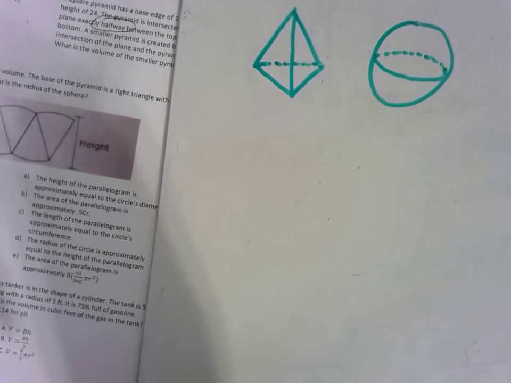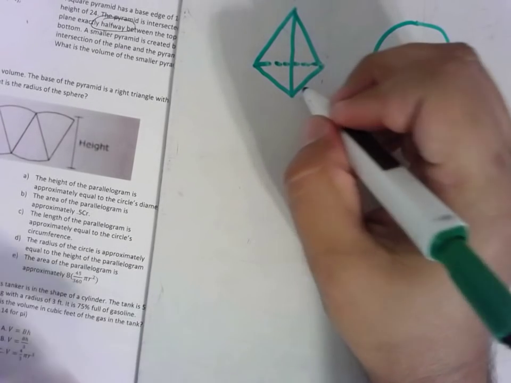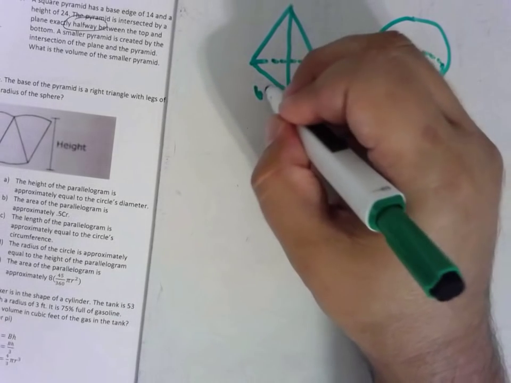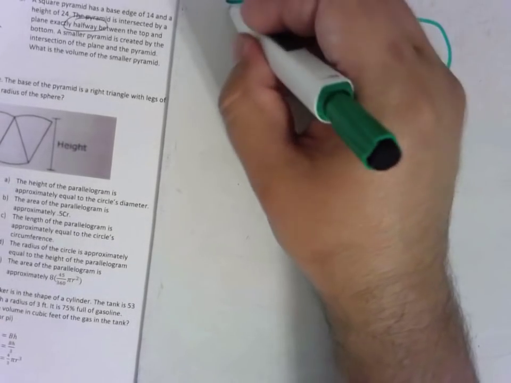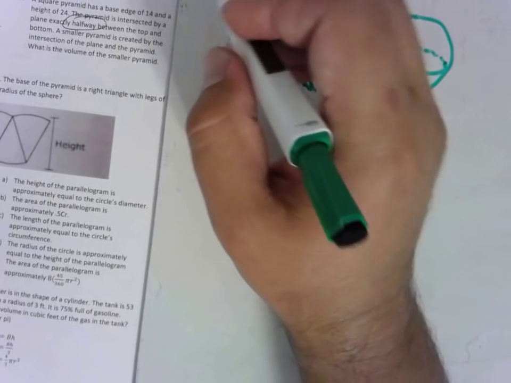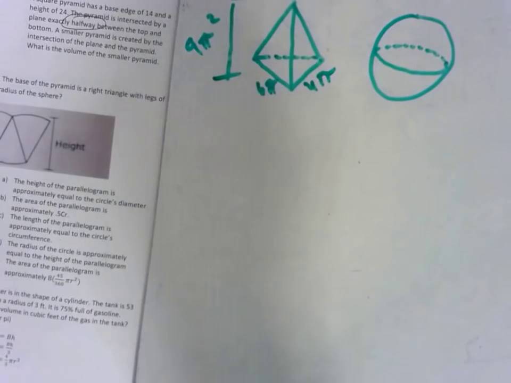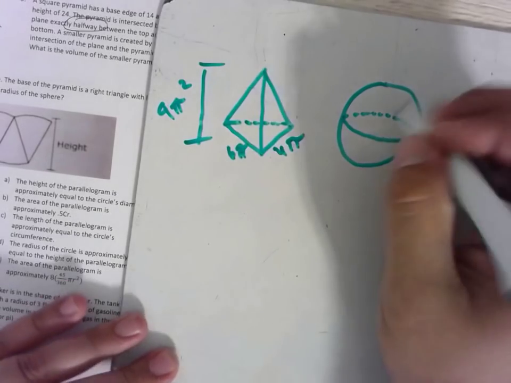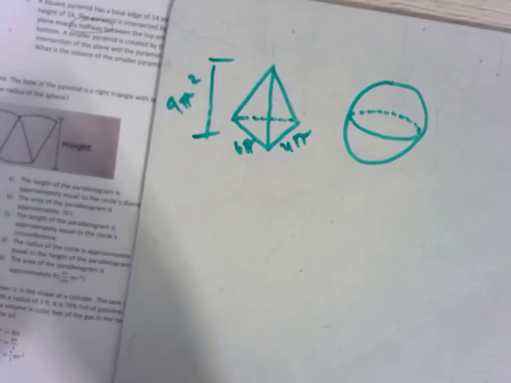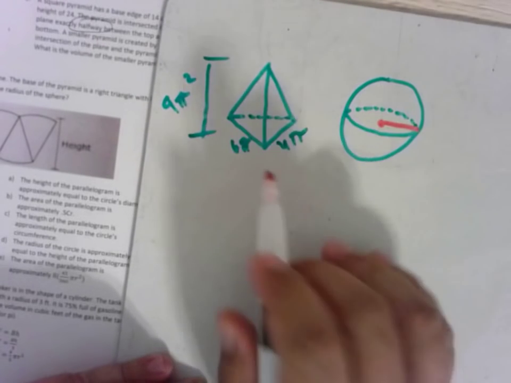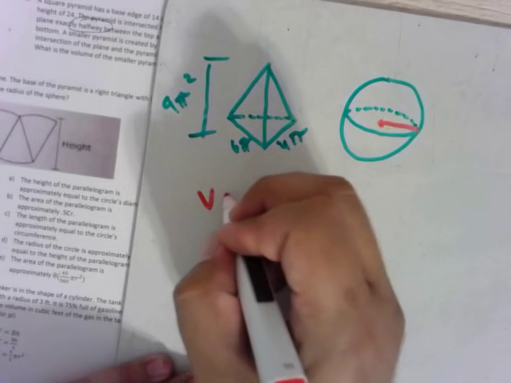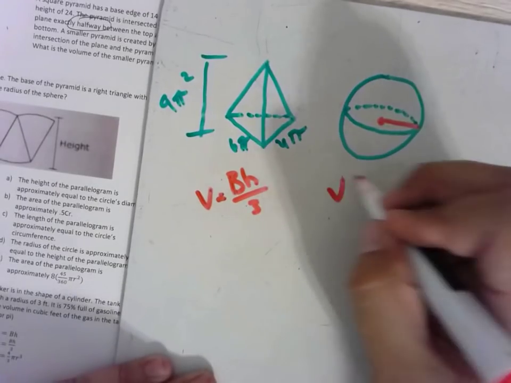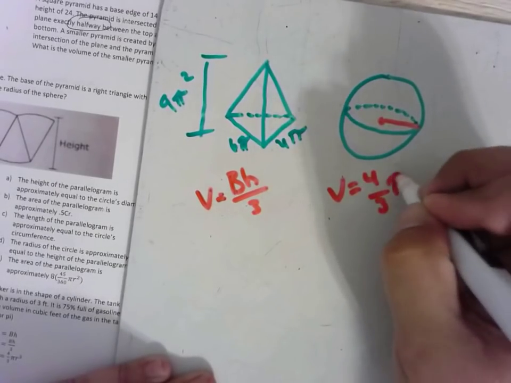Okay. The legs, they said, were 4 pi and 6 pi, and the height, put it off to the side, was 9 pi squared. Here goes. They have equal volumes. I need to find the radius of the sphere. The volume of a triangular pyramid is area of the base times perpendicular height divided by 3. The volume of a sphere is 4/3 pi r cubed.